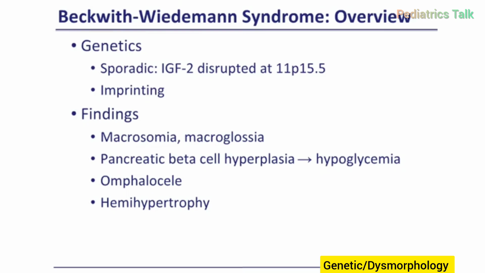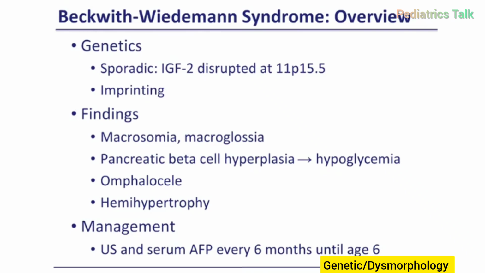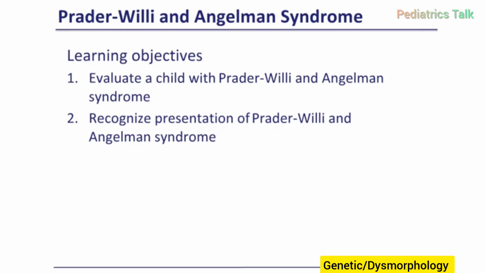It is because of the hemihypertrophy that we have a strong association with abdominal tumors, particularly with respect to the development of a Wilms tumor, again, over the first 5 or 6 years of life. And therefore, besides glucose control, which is often difficult, we have to do serial ultrasounds every 6 months, along with serum alpha-fetoprotein evaluations until about the age of 5 to 6 years.